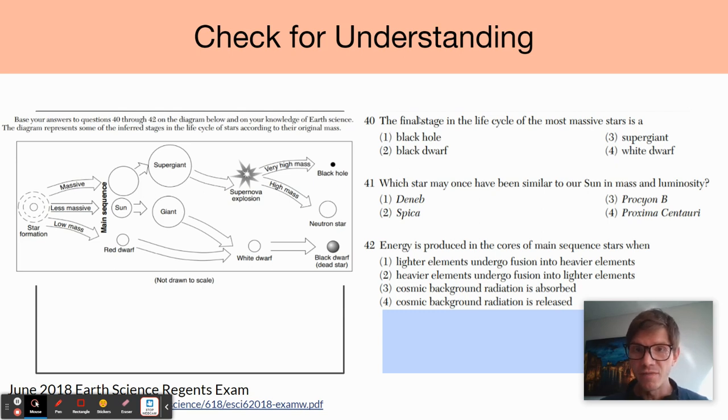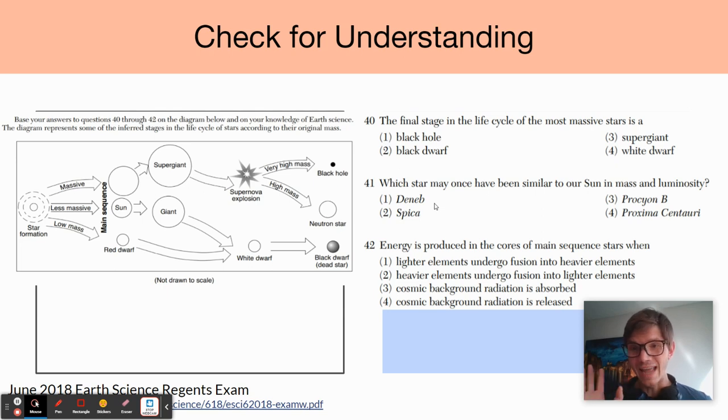So number 40, the final stage in the life cycle of the most massive stars is... So here's the most massive, and we're just going to follow this to the end. We see that the very high mass stars are going to end in black holes, not black dwarfs, black holes, very high mass.